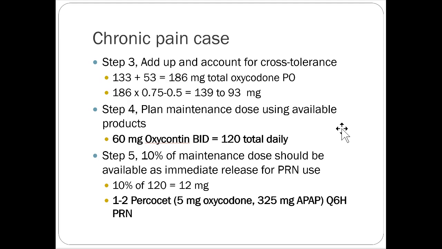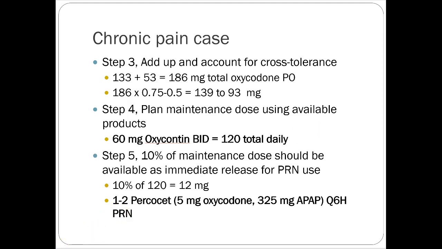Cross tolerance, I think, is probably the trickiest part about all of this. The math itself is relatively simple, but this is one that trips people up. And just remember, the point of this is that every time you switch from one agent to another, the theory is that if you're going from hydromorphone to oxycodone, that patient who's never had oxycodone is going to get some inherent benefit just from being on a new medication, so they aren't going to need the full conversion.